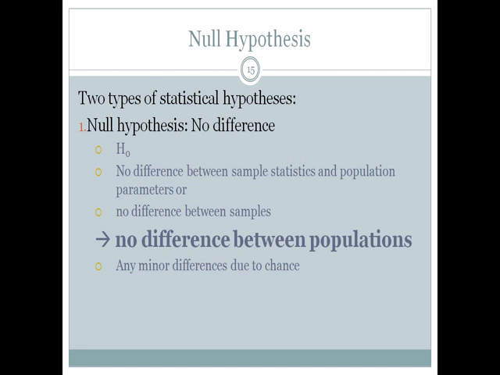We want to set up the null hypothesis. The null hypothesis is written as H0, or H naught. H0 says there is no difference between the sample statistics and the population parameters, or in some statistics tests, such as independent samples t-test, it says there's no difference between samples. It all boils down to there being no difference between the population we are studying and the population of all individuals. The null hypothesis includes the room for error. This is, any minor differences are due to chance.